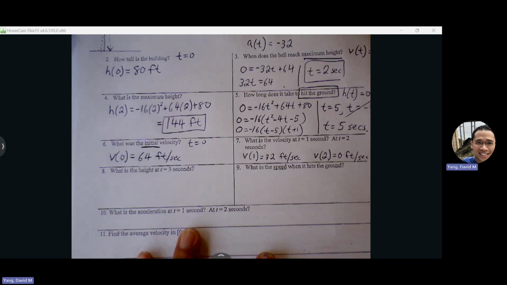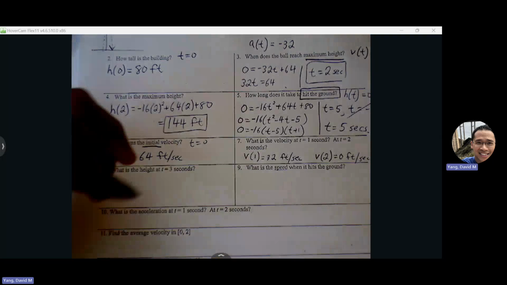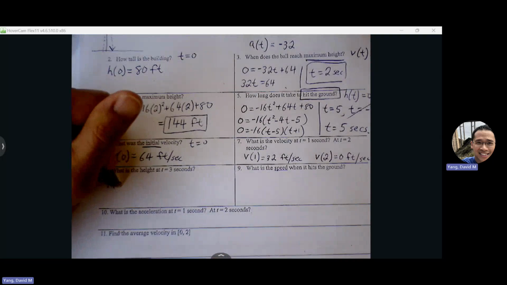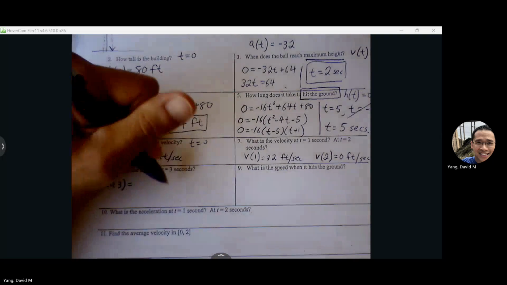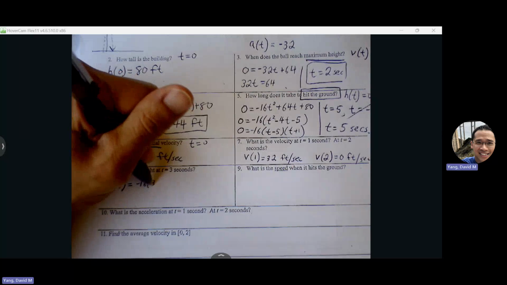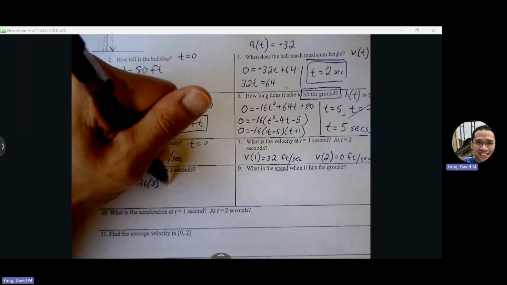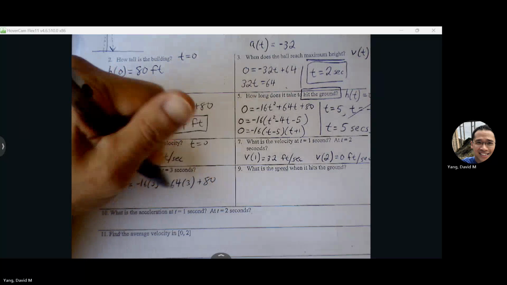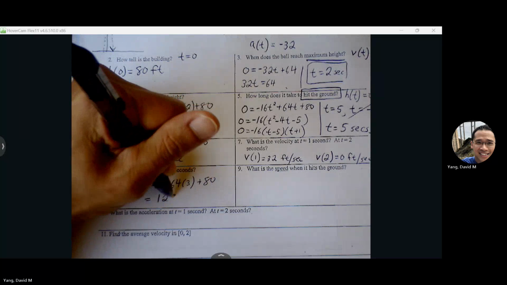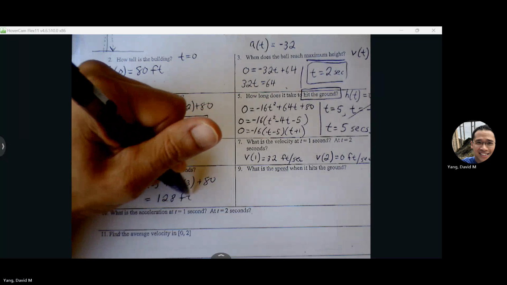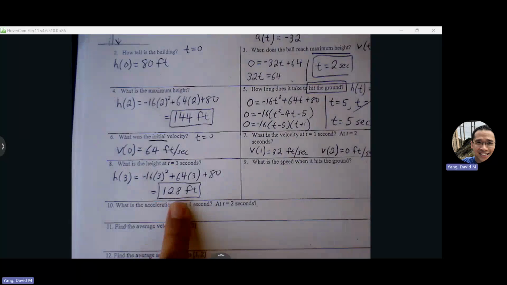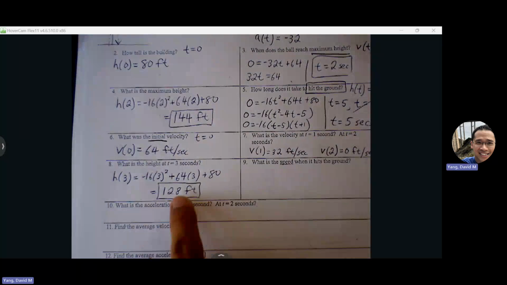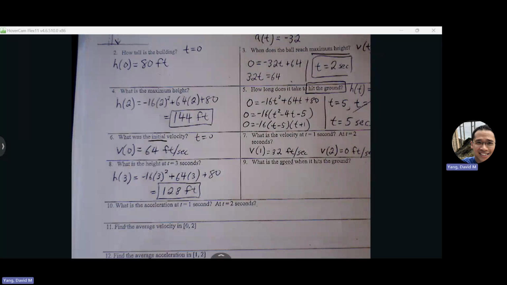Number 8, what is the height at 3 seconds? So just plug 3 into the height function. Again, I'll do the math for us here. Right, it makes sense that we're getting a value lower than 144 because after 2 seconds, the ball is already on its way down. So it's going to be lower than 144 feet.